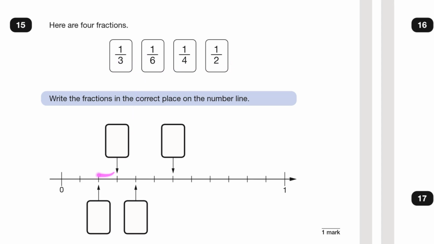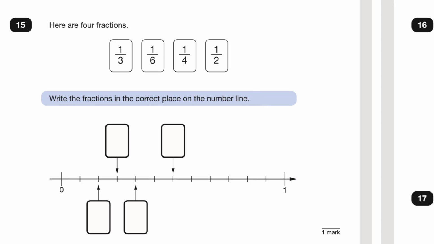Now, there's lots of different ways you can use clues on this number line, but another way is just to look at the order. One of the rules with fractions is that when they have a different denominator, it's quite hard to compare them. We try to always have the same denominator. However, because these have got the same numerator, we are able to compare them.